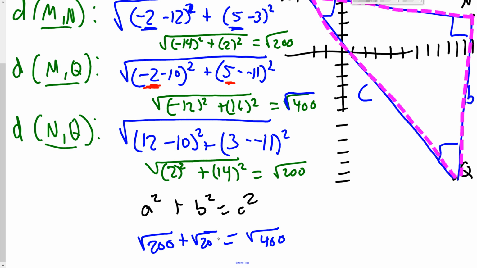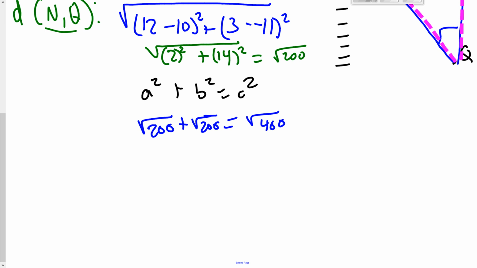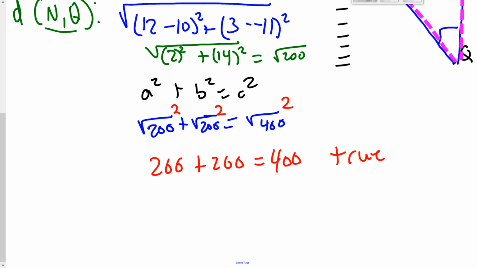Okay. So now we're going to see if this is true. So those are my a, b, and c. So we need to square those, because it's a squared plus b squared equals c squared. So the square root and square both cancel each other. So 200 plus 200 equals 400, and that indeed is true. That's a true statement. So that means our a squared plus our b squared equals c squared, so we have a right triangle.